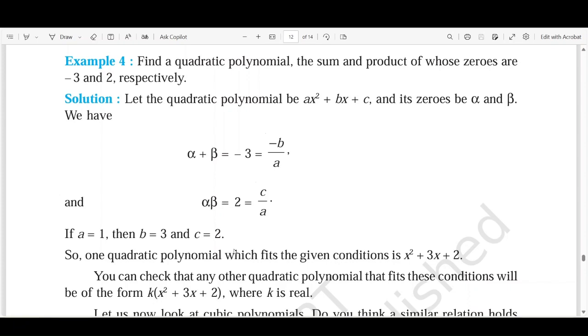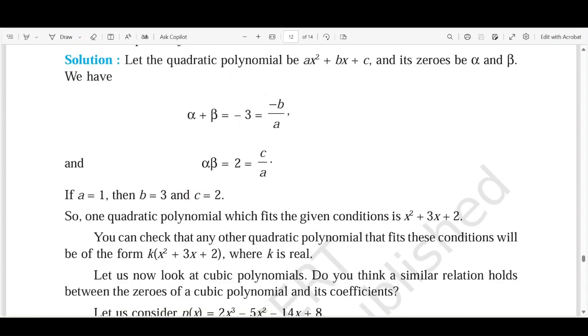Since their sum is equal to minus 3, alpha plus beta equal to minus 3. According to the definition, it is equal to negative of coefficient of x divided by coefficient of x square, that is minus b by a, and their product is equal to 2, which is equal to c by a. So from the above two equations, you can easily observe that a value is equal to 1 and b value equal to 3 and c value equal to 2.